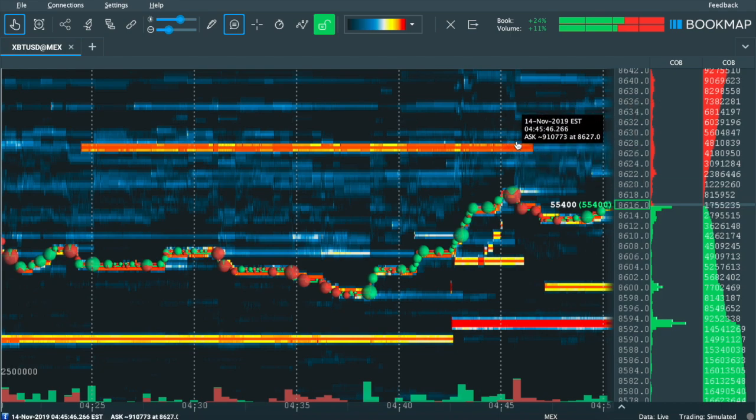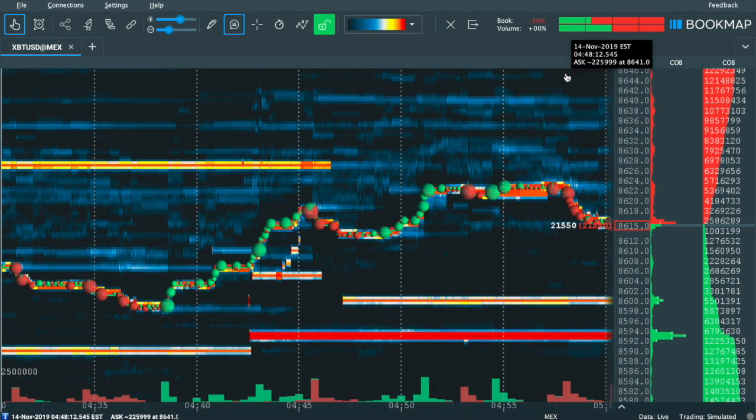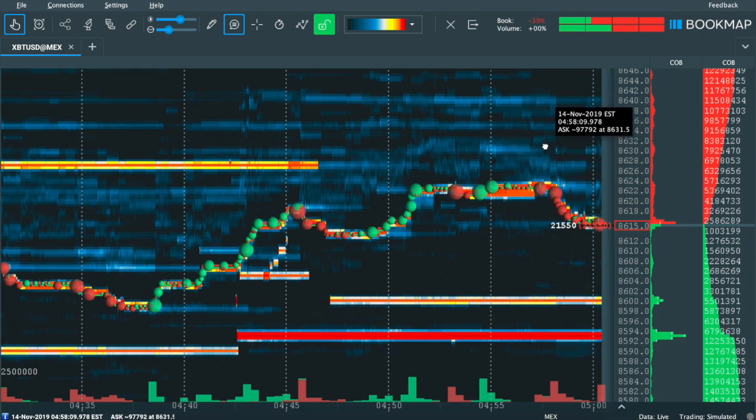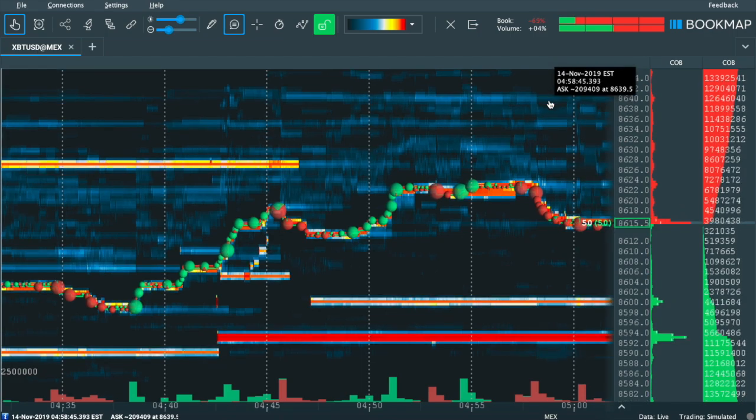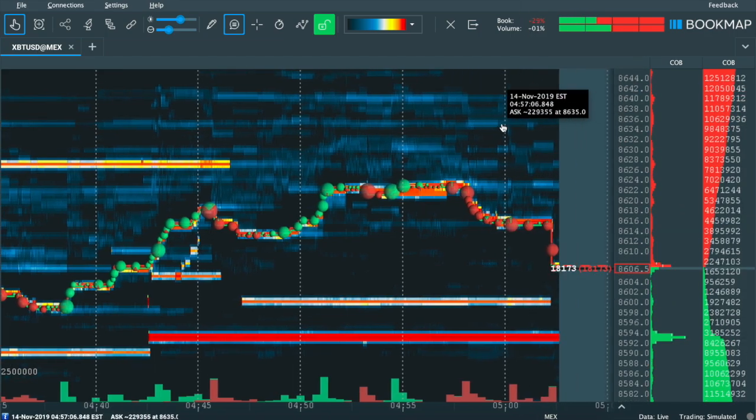This large offer being canceled, I think we're going to see some bullish movement to the upside. So let's see. Yes, we do go up, as you can see here. And then what ended up happening is we see these bids here that were completely pulled and price begins to fall. Now at this point in time, let's look here.